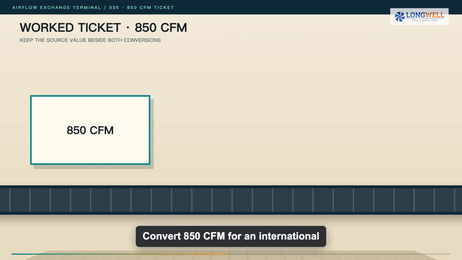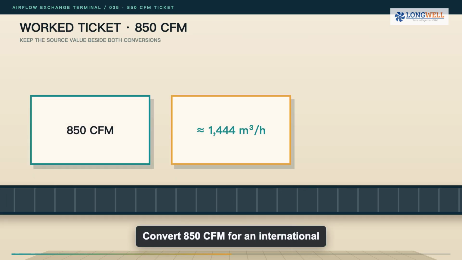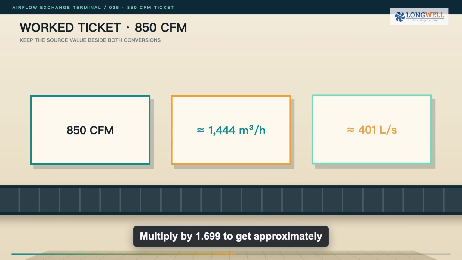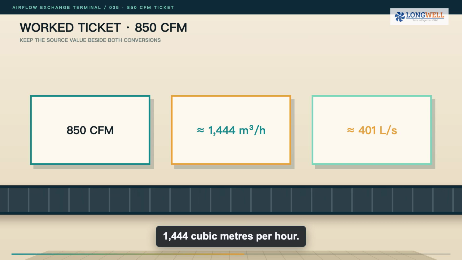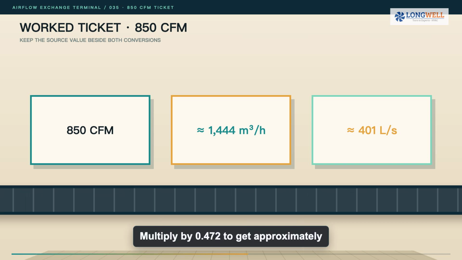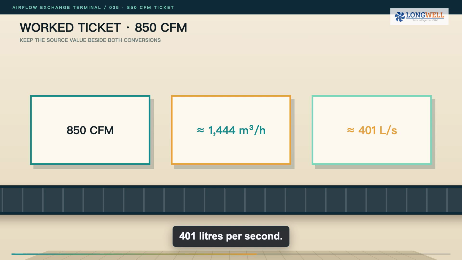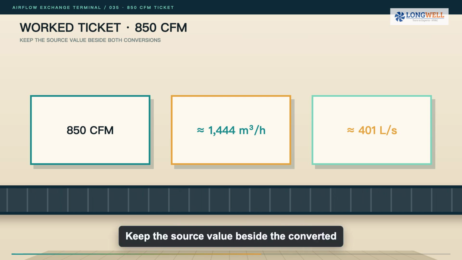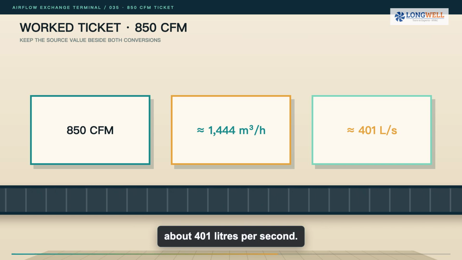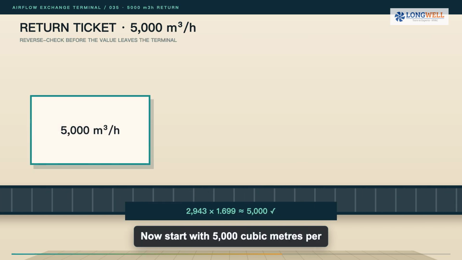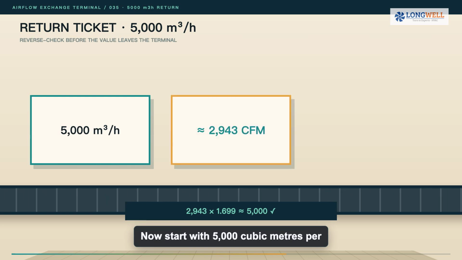Convert 850 CFM for an international inquiry. Multiply by 1.699 to get approximately 1,444 cubic meters per hour. Multiply by 0.472 to get approximately 401 liters per second. Keep the source value beside the converted values: 850 CFM, about 1,444 cubic meters per hour, about 401 liters per second.